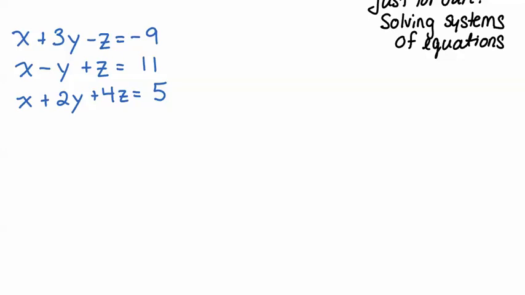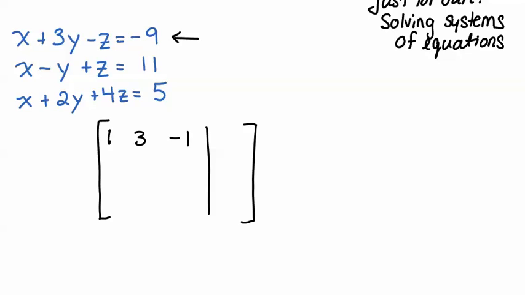So I talked about this on Friday, but what you're going to do is write the coefficients and the constants only in our matrix. So we're going to make a big box. We're going to use a line for our equal sign, and we're going to write the first row, just the coefficients. So 1, 3, -1 is equal to -9. It's just writing the coefficients. So 1, -1, 1, and 11, 1, 2, 4 for the last row, 5. So we write each of these equations as a row of the matrix just using their coefficients.